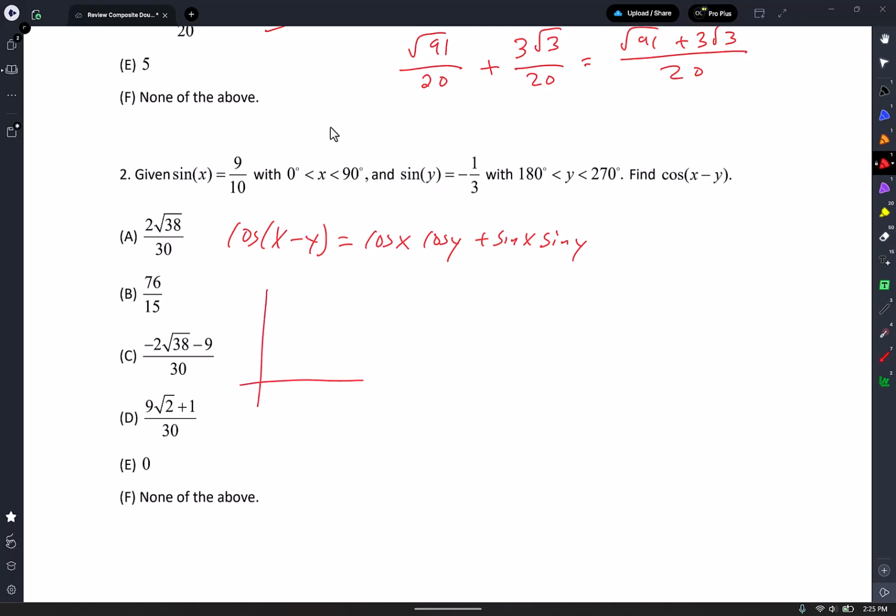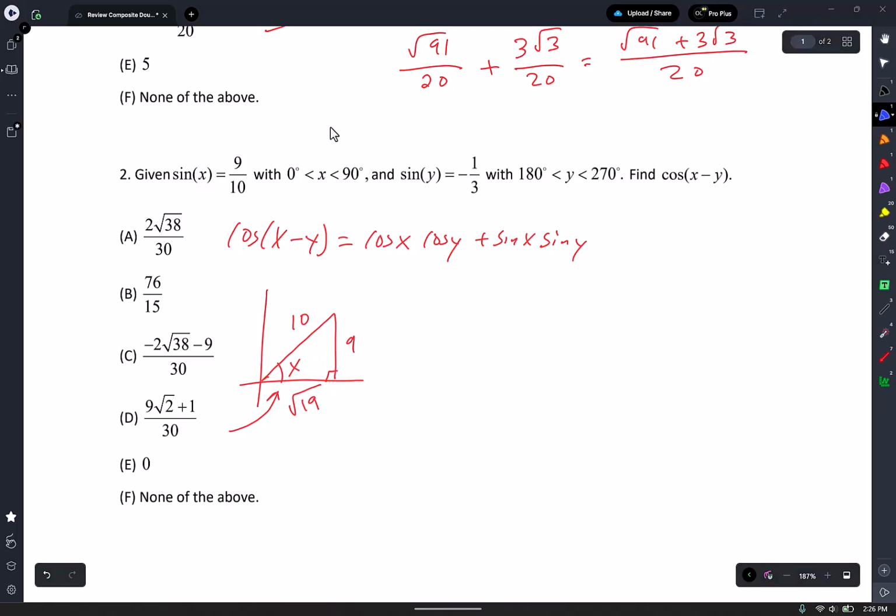Here's angle 1 or quadrant 1. Angle x in quadrant 1. Sine is opposite over hypotenuse, so this is 9, this is 10. 10 squared is 100. 9 squared is 81. 100 minus 81. So that's square root of 19.